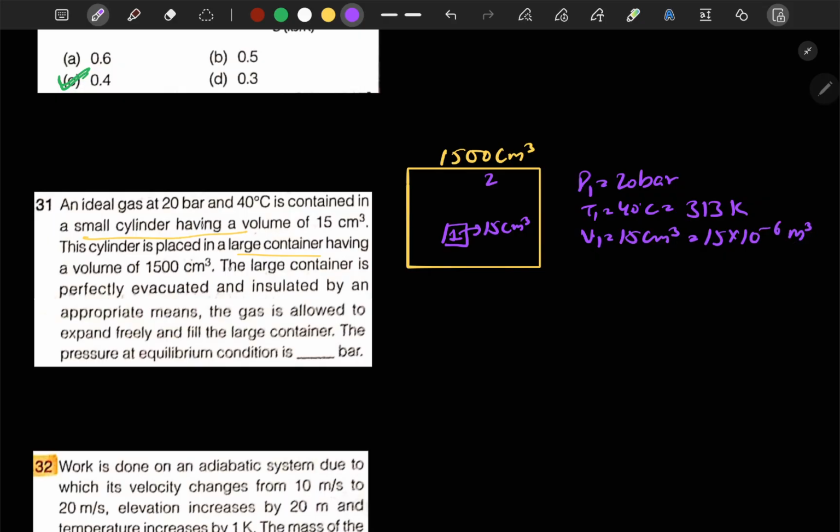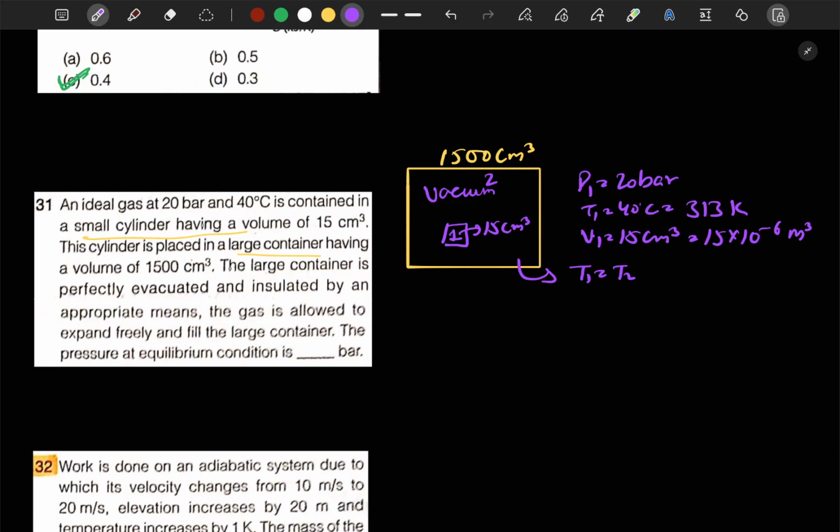Okay, next, it is said that the large container is perfectly evacuated, so there's vacuum in the large container, and the gas is allowed to expand freely, so the net work done will be zero. So it is a case of free expansion here also. Okay, so in case of free expansion, since the gas is an ideal gas, the temperature T1 will be equal to T2.